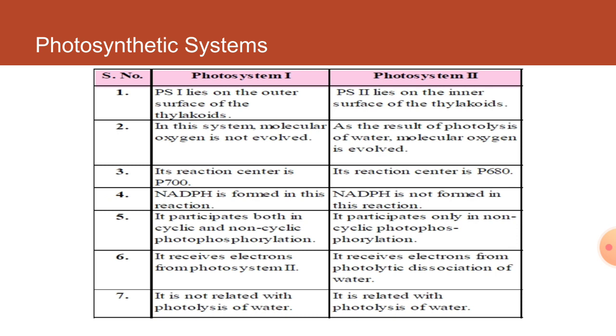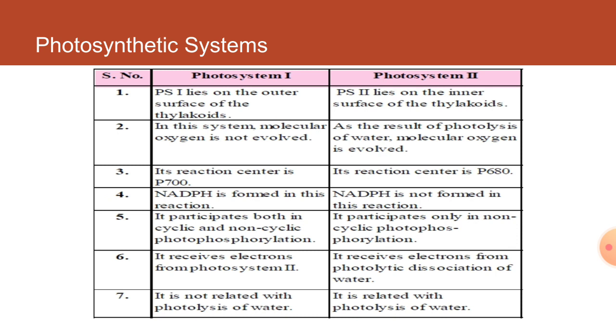The reaction center of photosystem 1 is P700, as we have seen in the previous slide. The reaction center is nothing but a chlorophyll A molecule, the principal pigment of photosynthesis. As it absorbs a high wavelength of light, it is named P700. Whereas in photosystem 2, the reaction center is always chlorophyll A, no doubt. It absorbs a low wavelength of light, that is P680.